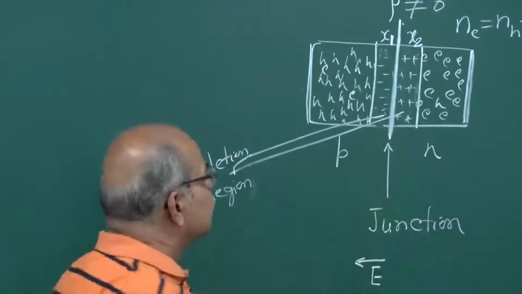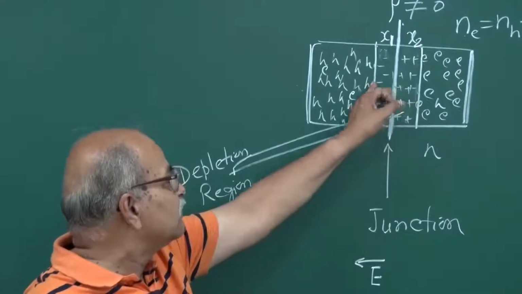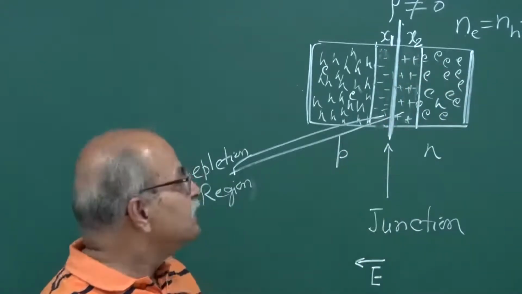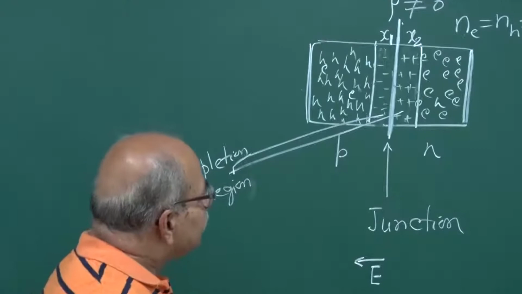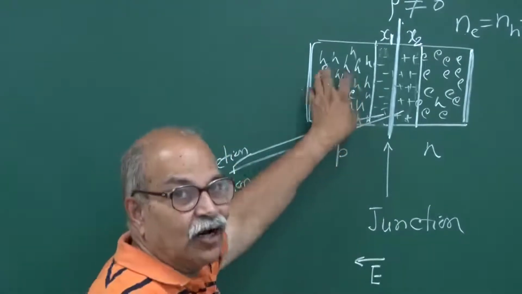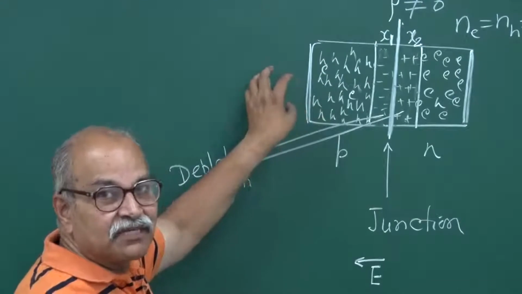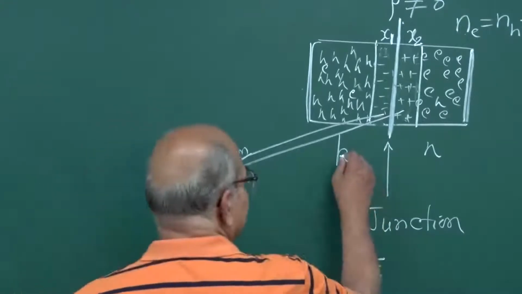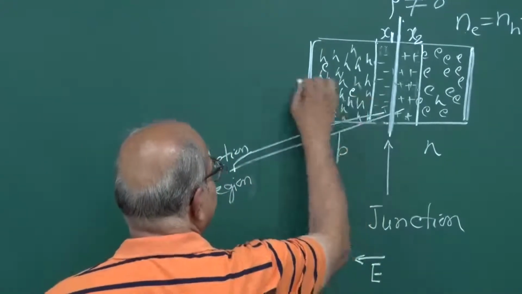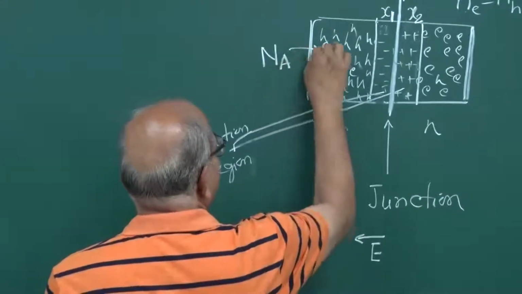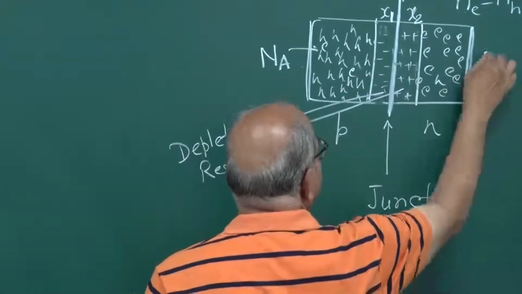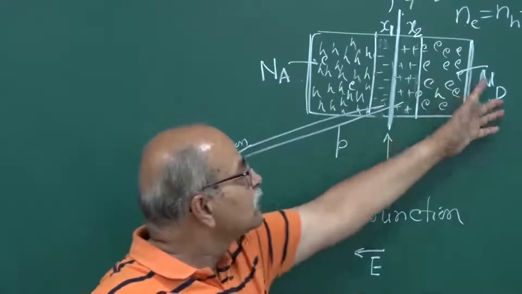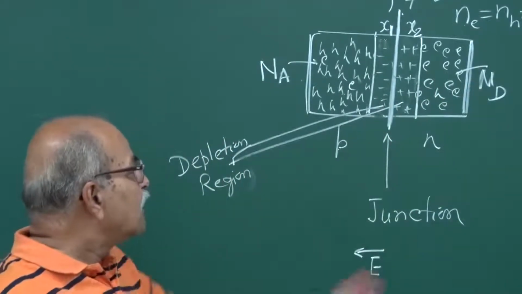Then this depletion region extends up to depth x1 on this P side, and up to depth x2 on the N side, and these x1, x2 depend on the dopant densities. How many impurities per unit volume you have put here and how many impurities you have put here. If this is P type, that means you are putting acceptor impurities here, so Na, and here you are putting donor impurities, so Nd. How many acceptor impurities per centimeter cube, how many donor impurities per centimeter cube, that will decide this.